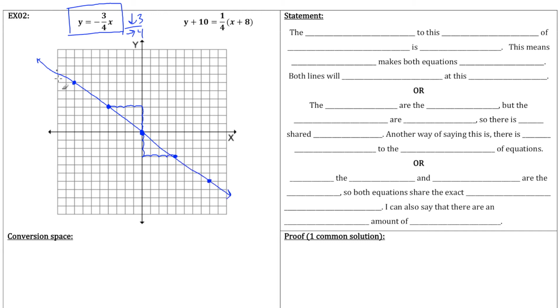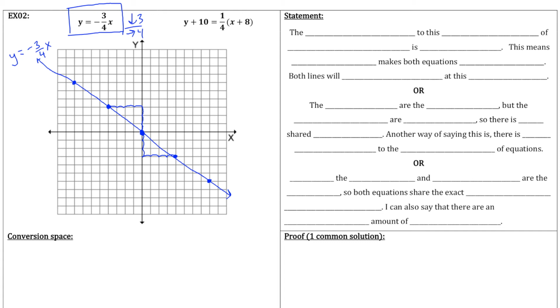Okay, not too bad, aside from the beginning. So this is y equals negative 3 over 4x. These are the solutions to y equals negative 3 over 4x. Now let's draw the solutions for this. Now, you could go to (-8, -10). Remember, these are backwards. Negative 8, negative 10, and up 1 over 4.